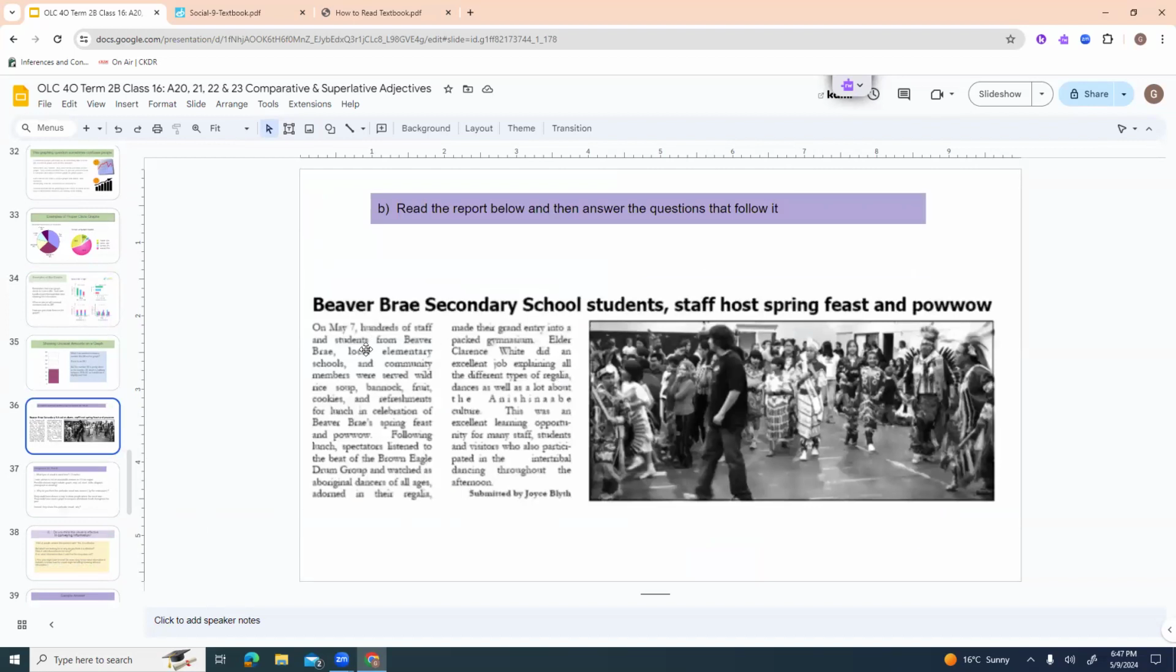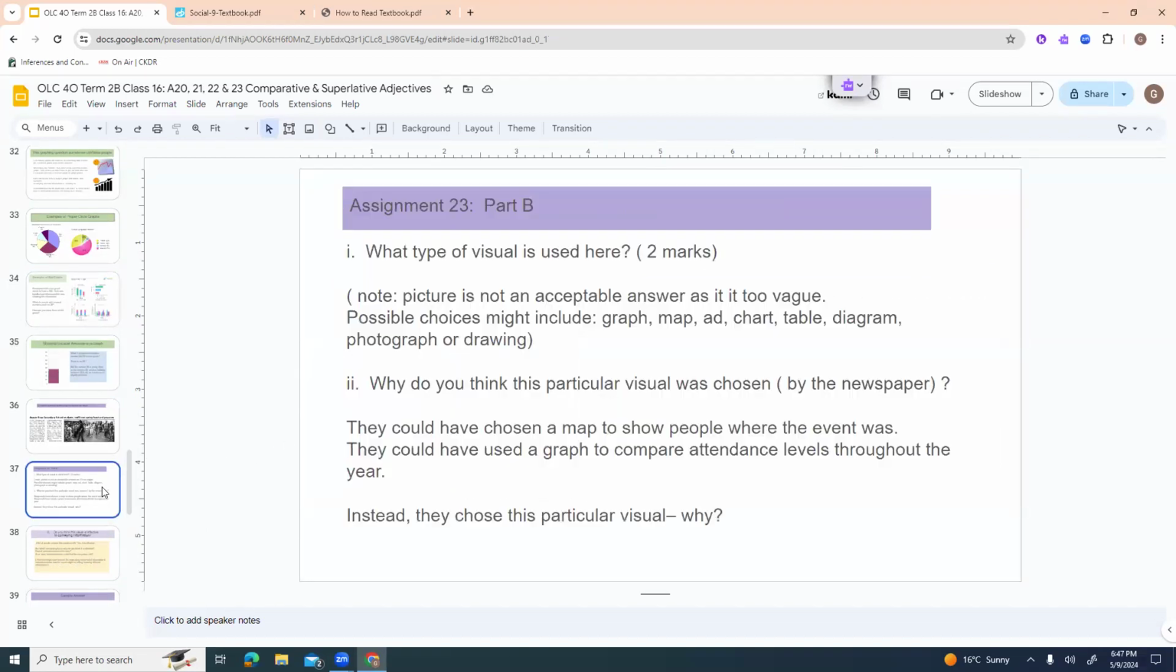So here is a report and then some questions that they want to answer about it. Although really they're talking a lot about the visual, not just the report, okay? What type of visual is used here? Please do not tell me a picture. Picture is a really broad answer that includes a lot of different things. You could say things like a graph, a map, an ad, a chart, a table, a diagram, a photograph, or a drawing. Again, put it in a complete sentence. The type of visual used is, and you would tell me what it is.